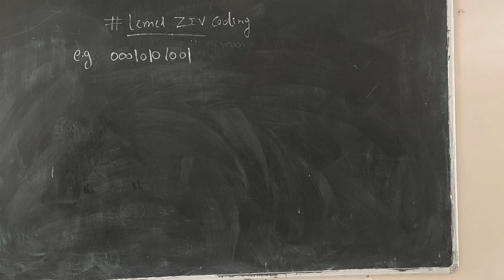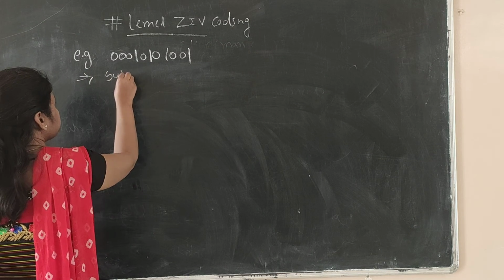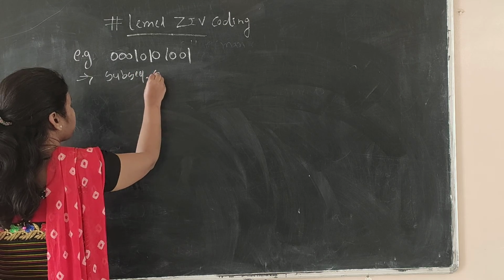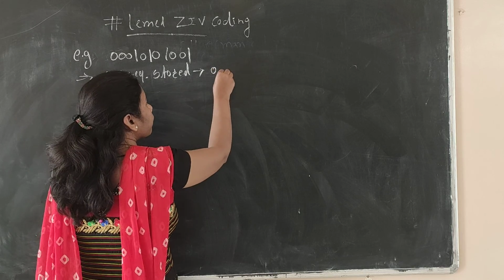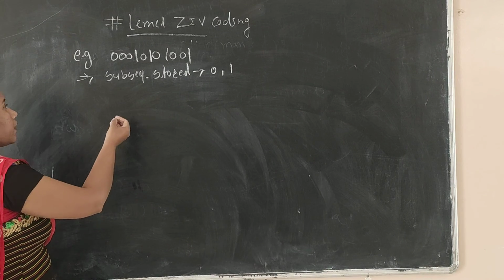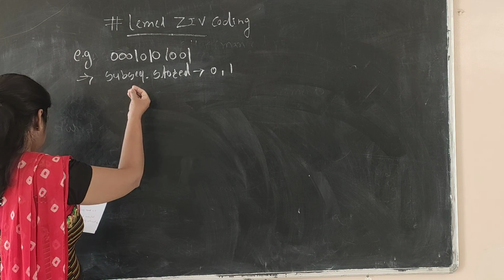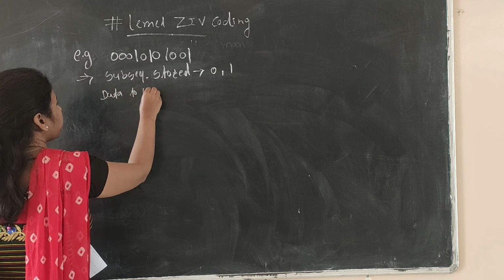Now, the binary symbols 0 and 1 have already been stored in this order. So we have to find out the subsequences stored. The already stored subsequences are 0 and 1. These are the subsequences stored in the previous data. Now the next is the data to be parsed.